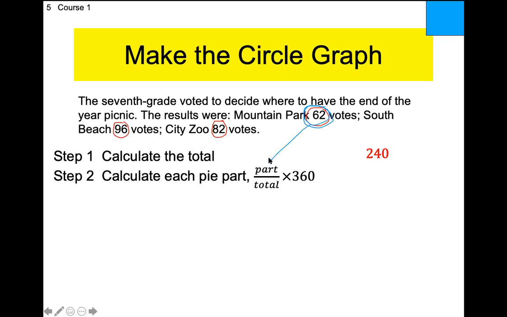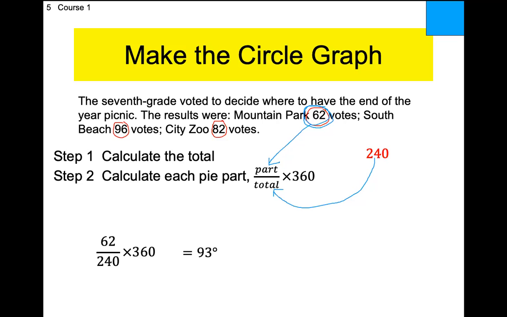62 is your part. 240 is your total, and you simply do this calculation. Yes, you can use a calculator if you'd like. 240, where did I get 240? 62 plus 96 plus 82. 62 is your part, 240 is your total, so 62 times 360 divided by 240, and you get 93, and that will be in degrees.